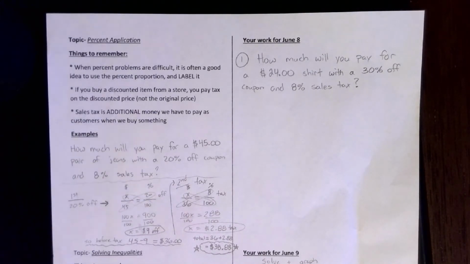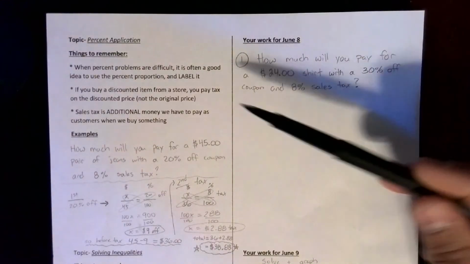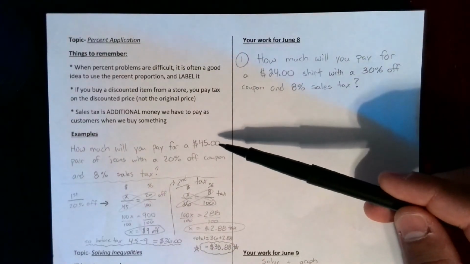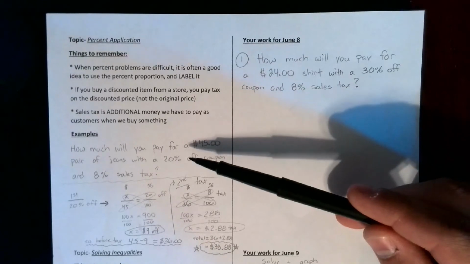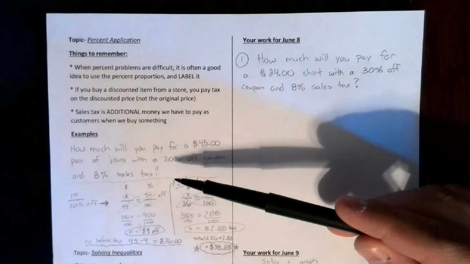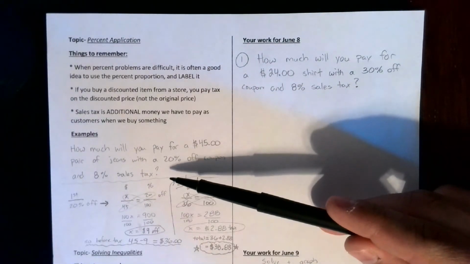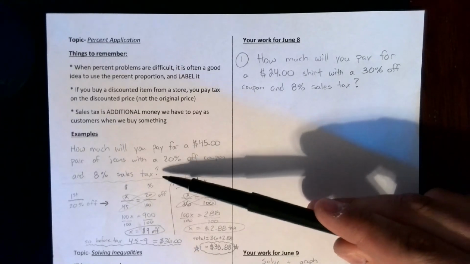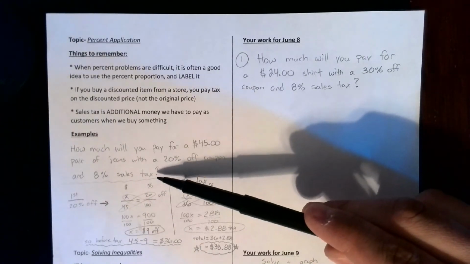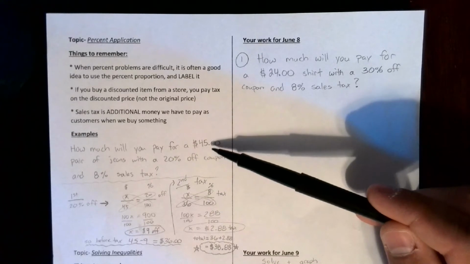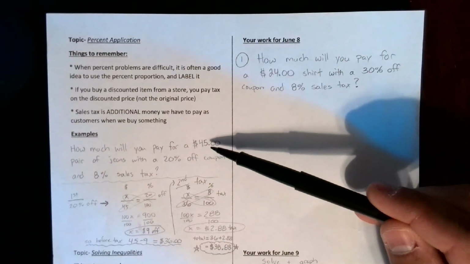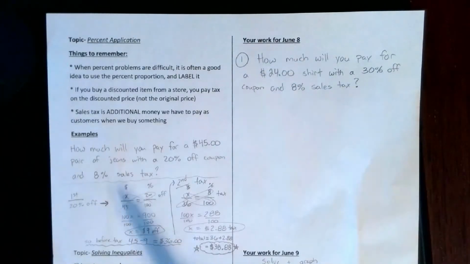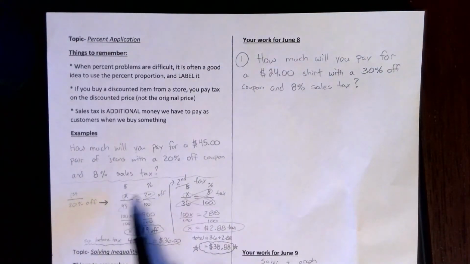For example, with this one, you're buying a pair of jeans that are normally $45, but you have a 20% off coupon, and then you're going to pay your 8% sales tax. So the first thing you need to do, before you're going to even consider taxes, is find out what am I going to be paying for those $45 jeans? Because it's not going to be $45, it's going to be less than that. So here I have a proportion to find 20% off of 45, which means $9 off.